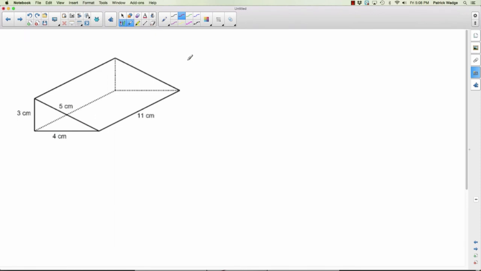So it's a triangular prism. How many faces does every triangular prism have? Two triangles and three rectangles. So which ones are the same? We have two triangles, and then we have a rectangle on the bottom. So I've got the bottom rectangle.